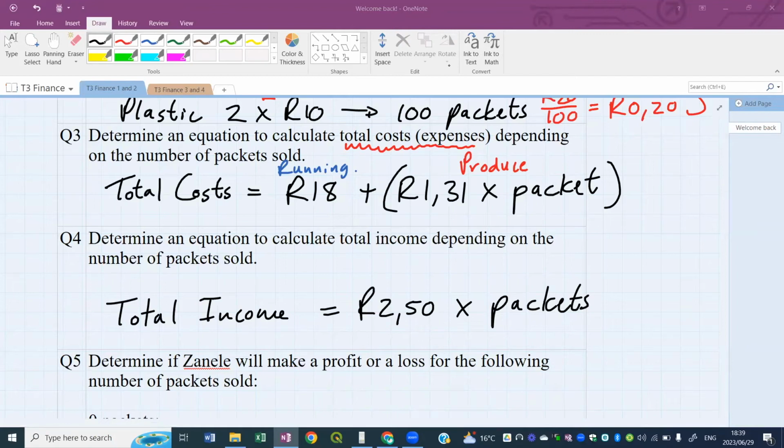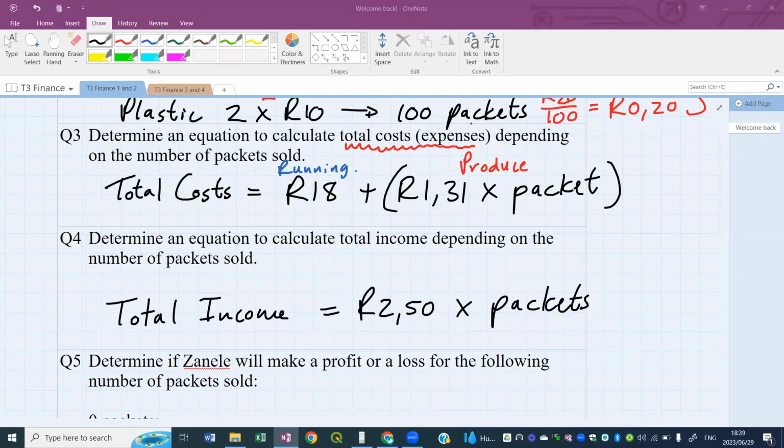So, ladies and gentlemen, we now have two equations here that we can give Zanele and say, Zanele, to run your business with the basic information that you've given us, you need these two equations. Number one, this one will tell you the total costs depending on how many packets you sell in a day. And number two, this will tell you the total income depending on how many packets you sell in a day.